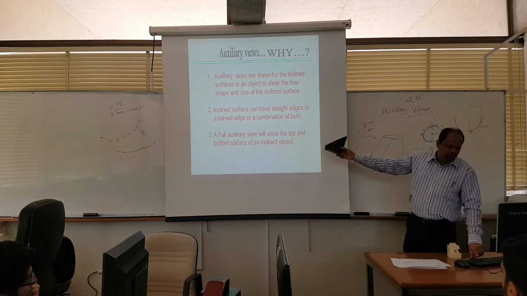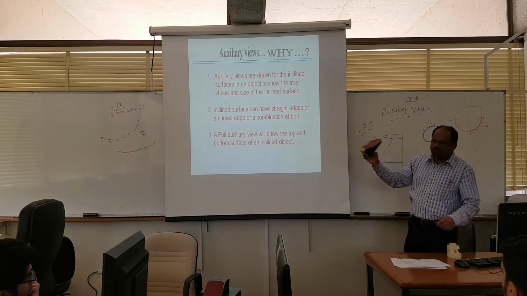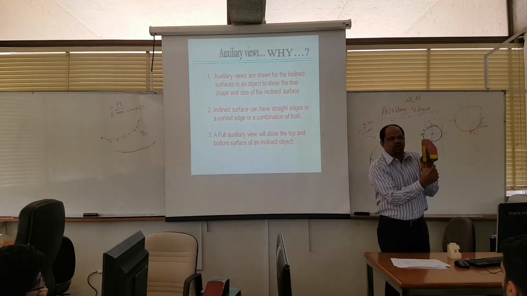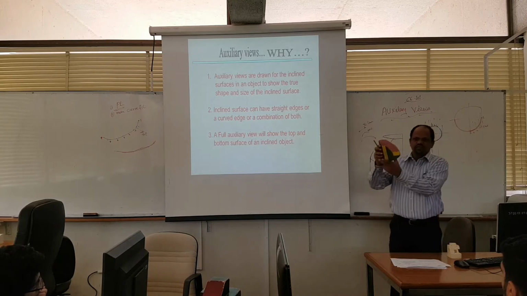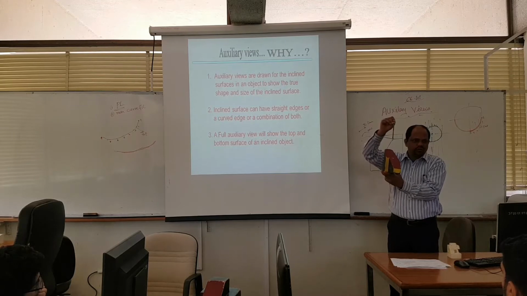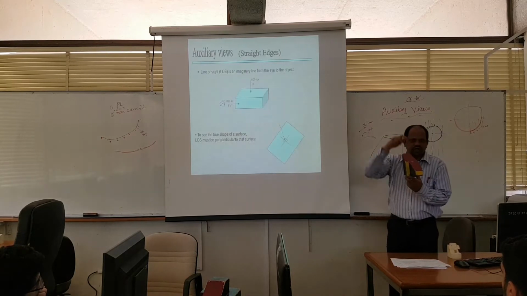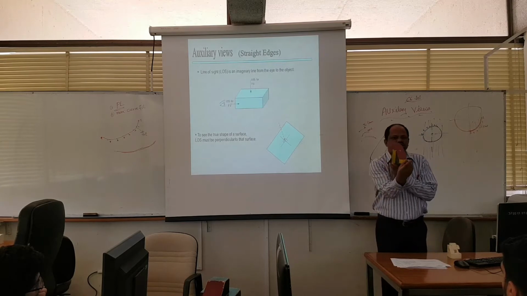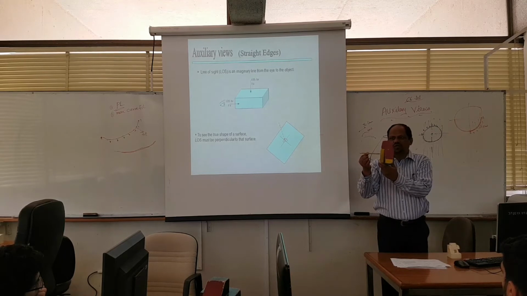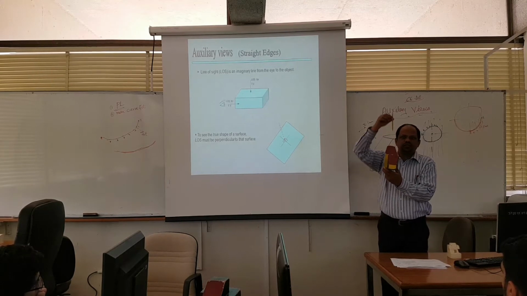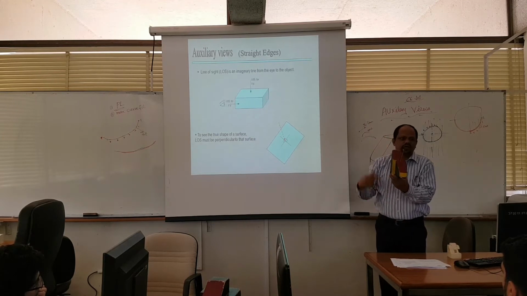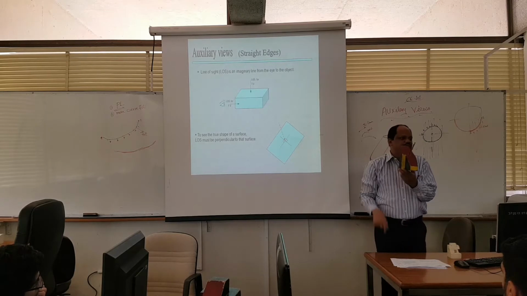A full auxiliary view will show the top and the bottom surface of the inclined object. What does it mean? Show the top as well as the bottom surface. See, I am holding this object. Look at my pencil. This is the line of sight for the top view. You know line of sight? Line of sight is the line through which you look when drawing the front view, perpendicular to the front. When you are drawing the side view, this is the line of sight. When we are drawing an auxiliary view, the line of sight, instead of like this, we change it to here. The line of sight will become perpendicular to the inclined surface.